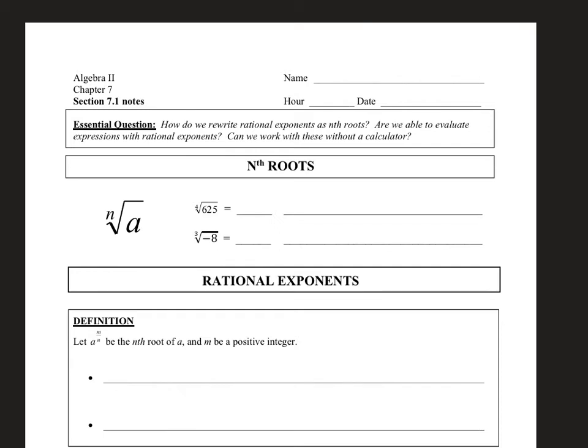We're continuing with a new chapter today. Today is chapter 7, and chapter 7 is powers, roots, and radicals. Today is section 7.1, and the name of this lesson is nth roots. Actually, the name of this lesson is nth roots and rational exponents. That's the actual name of the section, but the essential question is, how do we rewrite rational exponents as nth roots? Are we able to evaluate expressions with rational exponents? And can we work with these without a calculator?